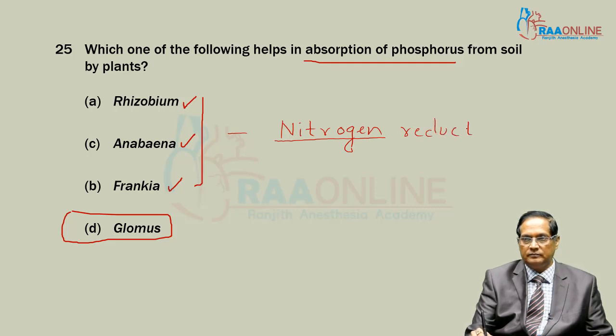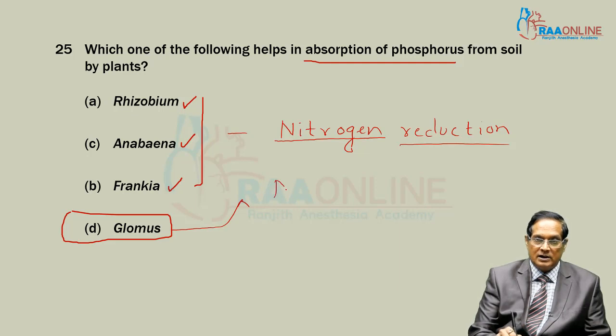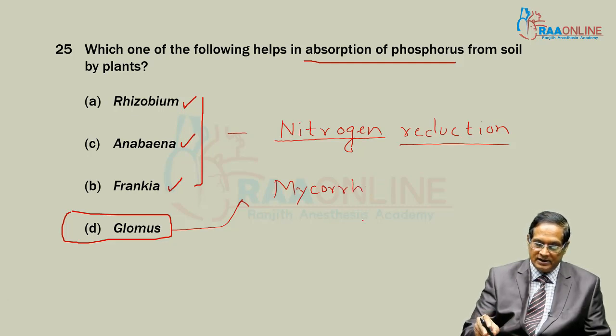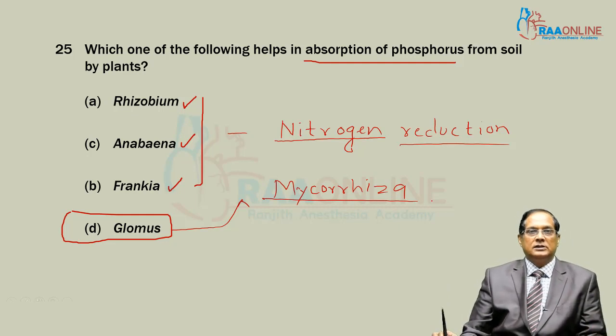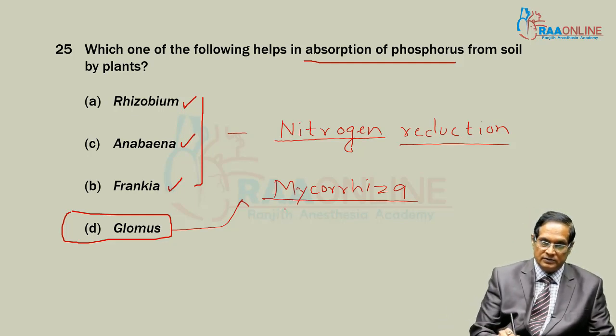These three are involved in nitrogen reduction, whereas Glomus is part of mycorrhiza, that is, it is associated with the roots of higher plants. Mycorrhiza is a symbiotic and mutual association of fungus with the roots of higher plants. What is mycorrhiza?